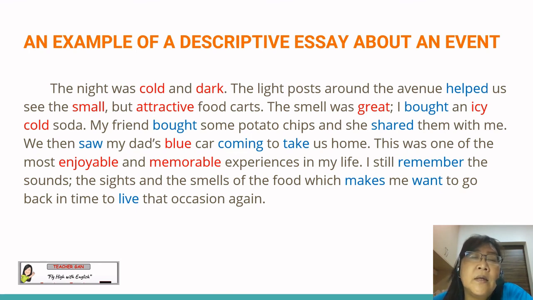Now let's look at the answers. Again, the words in red are the sensory words, and the ones in blue are action words or verbs. For sensory words, we have words such as cool, dark, small, attractive, great, icy cold. We have blue, enjoyable, memorable. And for actions, we have helped, bought, shared, saw, coming, take, remember, makes, want, and live.